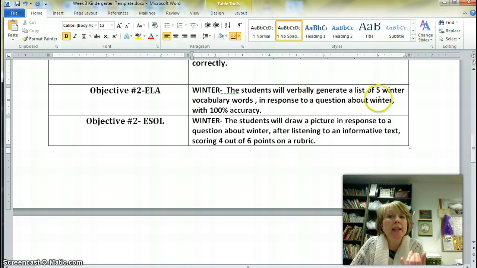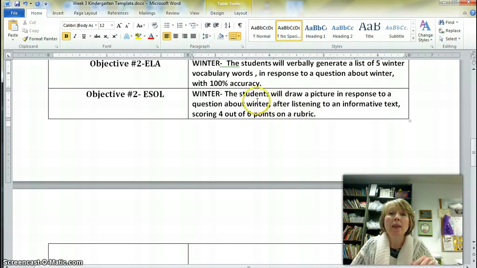And they might generate a list of vocabulary such as sledding, skating, building a snowman, making snow angels. So they might have angels, and they can also draw pictures with those cards. Then for the ESOL objective, the students will draw a picture in response to a question about winter.